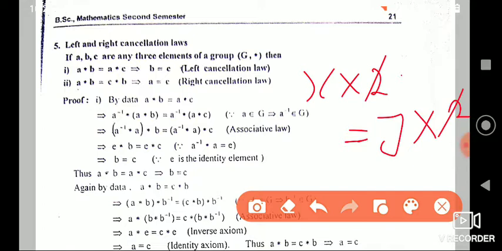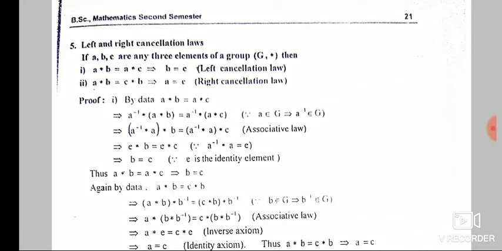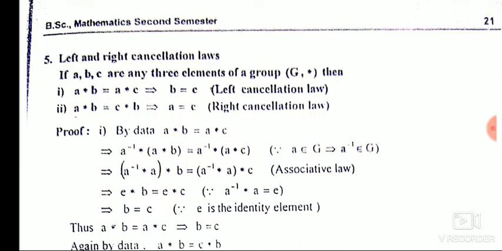If 2 is in a random position, we cannot cancel by right or left cancellation law. That is possible only when the group is abelian. Real space is abelian, so we can cancel in either way. So we'll go for the first problem. We'll go for the proof of this theorem.